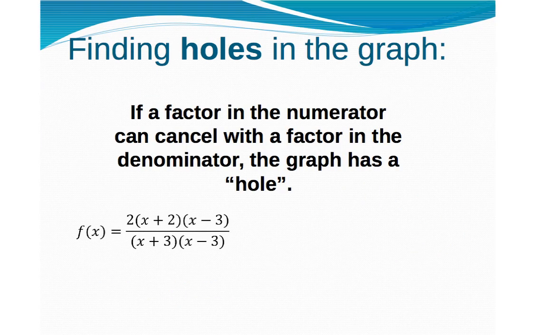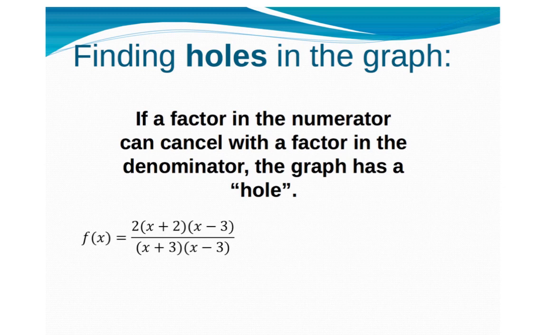Next, we're going to look at finding holes in the graph. So we have a hole if a factor in the numerator can cancel with a factor in the denominator. Remember, we're always looking at factored form. So we want to see, do we have something that's the same on the top and on the bottom? In this case, we can see we have x minus 3 on the top and x minus 3 on the bottom. So those two factors are going to cancel, which means we have a hole at x equals 3.